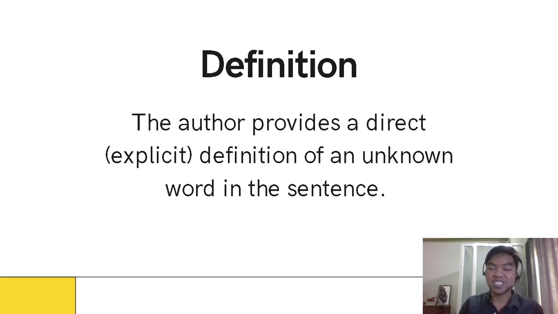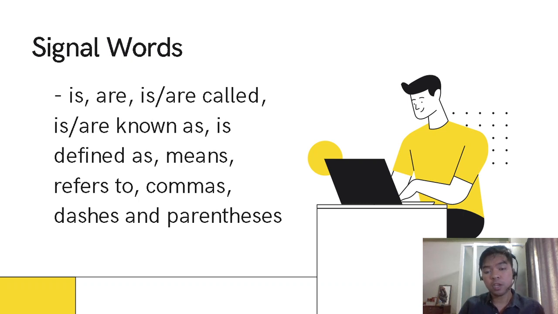Definition. What's the definition of definition in terms of context clues? It is where the author provides a direct or explicit definition of an unknown word in the sentence. So simple. The author would already provide you a dictionary meaning of the unfamiliar word. Here are a few signal words that you can use as identifiers that the author is using definition as their context clue: are, are called, are known as, is defined as, means, refers to, commas, dashes, and parentheses.